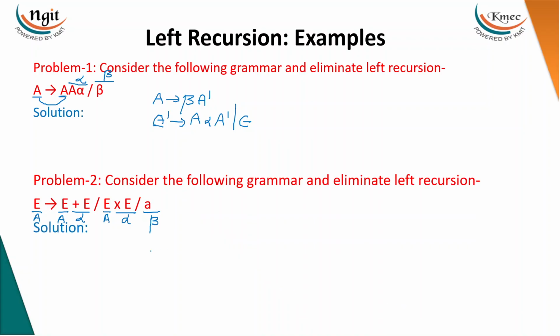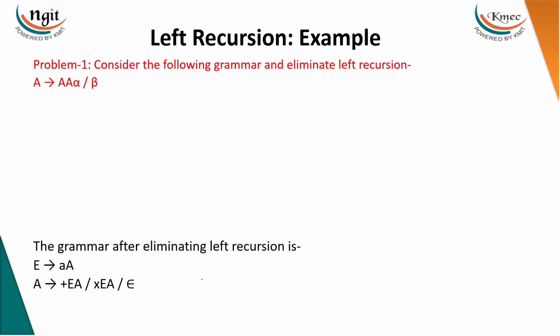Same you can apply here, right? Then how to eliminate it? So this is alpha 1 and alpha 2. Then you can write A tends to beta 1 E dash. We are having only one beta, then you can write beta 1 E dash. We don't have two betas. Then E dash tends to, we are having 2 alpha, then write 2 times, plus E dash, or star E dash, or epsilon. That's it. This is how it is going to be eliminated.